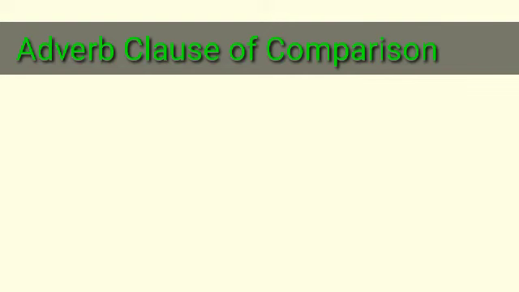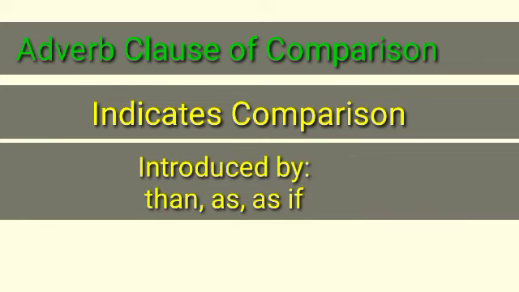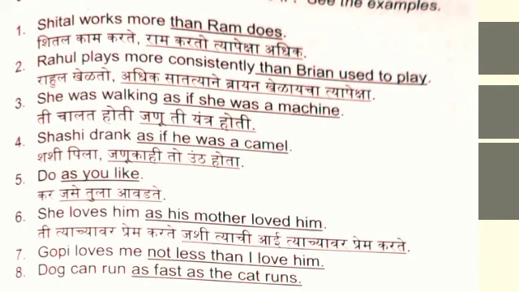Now let's talk about adverb clause of comparison. The adverb clause which shows comparison is called adverb clause of comparison. The adverb clause of comparison is generally introduced with the help of subordinating conjunctions than, as, and as if. Try to understand with the help of these examples. Look at the first example. Sheetal works more than Ram does. In the sentence, Sheetal works more than Ram does. More than Ram does is the example of adverb clause of comparison.